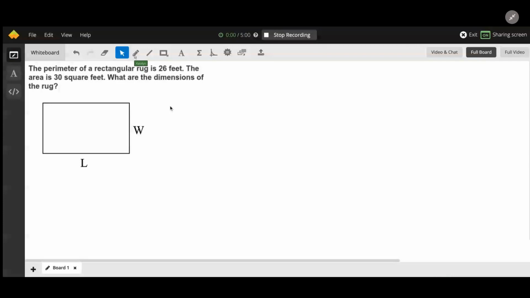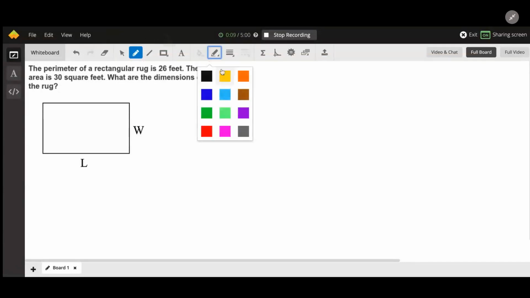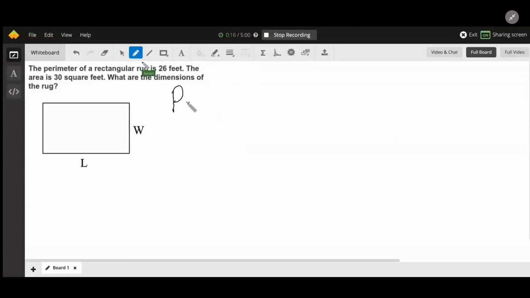Okay, so we know that the perimeter of the rectangular rug is 26 feet. So we can say that P, the perimeter of the rug, equals 26 feet. And because this width is parallel to this width, we know that this side has to equal W also. Same with the length. This side equals the length.